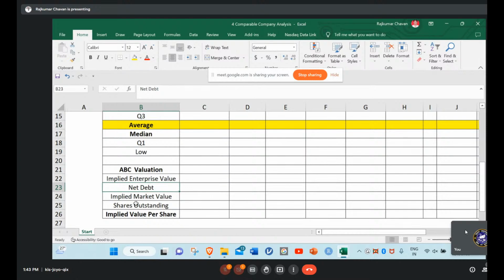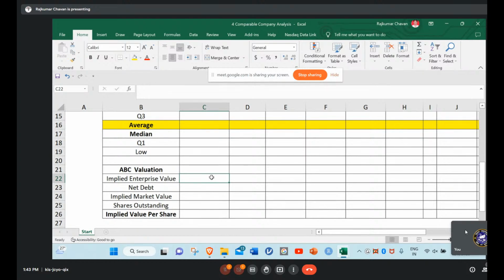Got it? Now going in reverse, from bottom to top, we should add. So what is enterprise value then? Equity value is nothing but market value, right? Equity value plus debt value will give you enterprise value. You understand what I'm trying to do?